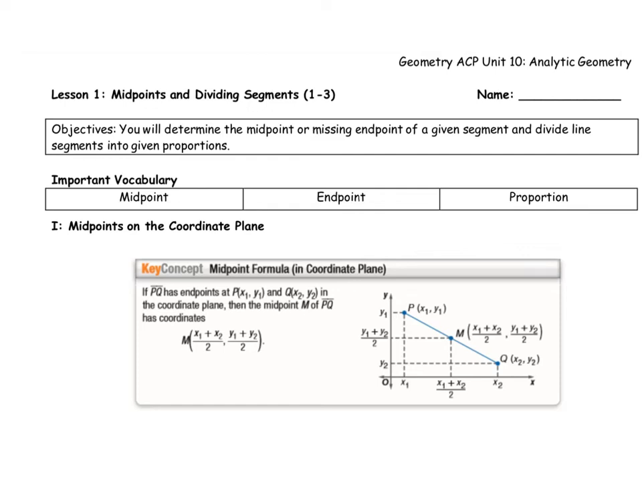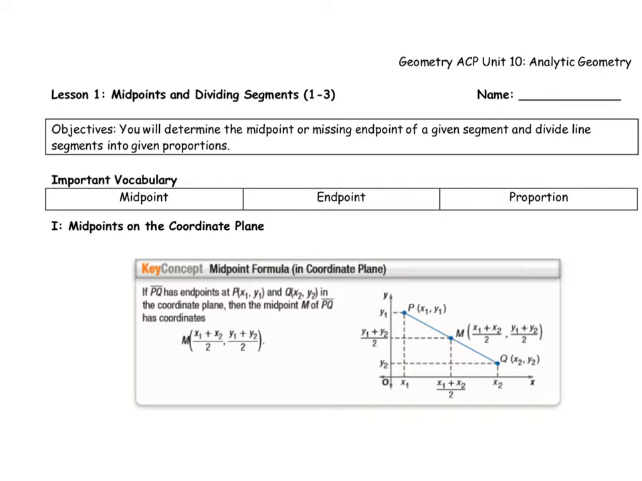Okay, welcome back, guys, for our second lesson on doing geometry on the coordinate plane, sometimes referred to as analytic geometry. And today our objective is going to be to find the midpoint or a missing endpoint of a given segment. And our other objective is going to be to take a given line segment and cut it proportionally.